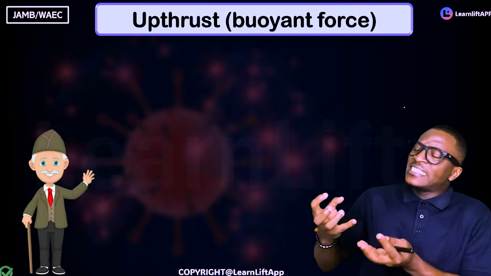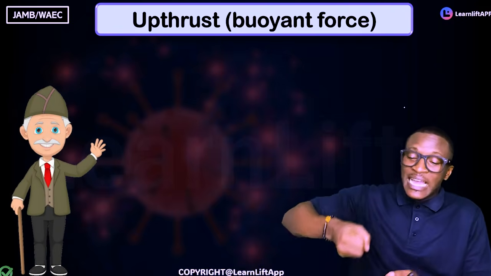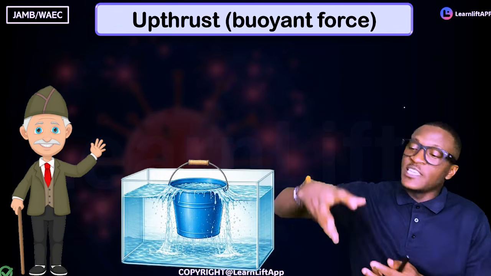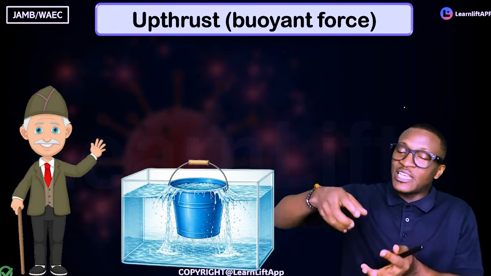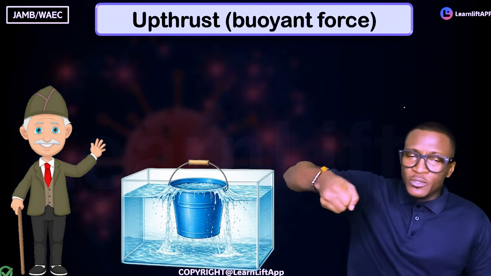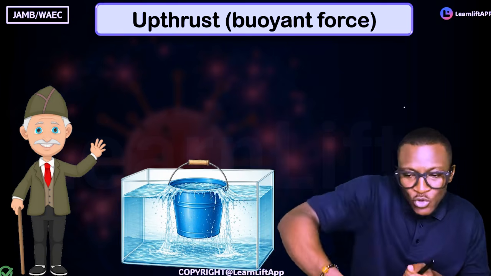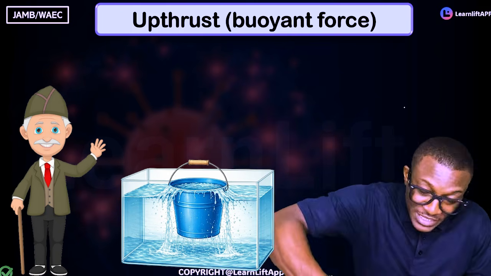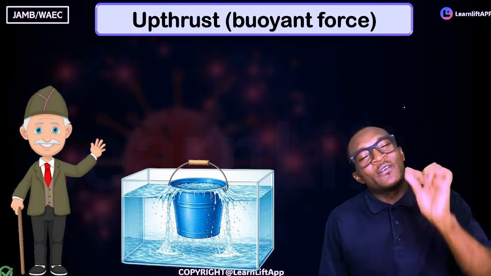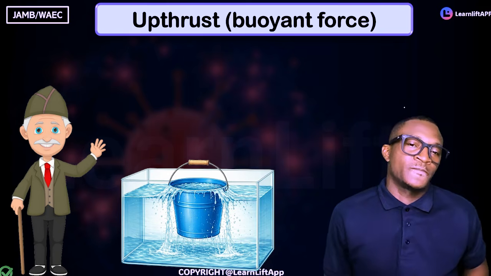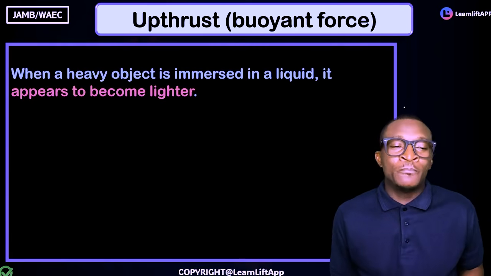When you insert an object, a bucket of water, inside water, there's a bucket, and that bucket has water. The bucket is heavy. When you put it inside water, you observe that the bucket appears to be lighter. But when you remove it, the bucket is heavier. If you put it inside water, it appears to be lighter. That's because of a term known as upthrust. Now, let's go one after the other.